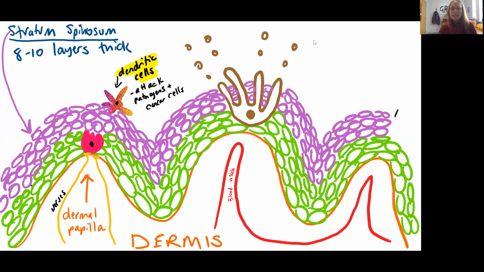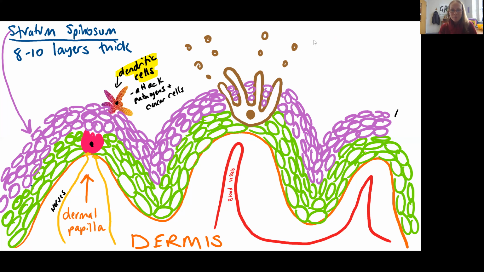Okay, now in addition to these keratinocytes that have been pushed up into the stratum spinosum, we also have dendritic cells. Dendritic cells are going to be able to protect us against pathogens and cancer cells that might be showing up in this layer. So if we've had pathogens that have penetrated our physical barrier of our epidermis and they've gotten here to the stratum spinosum, that's okay because we have these defense cells, these dendritic cells that can move around and phagocytize those possible pathogens.